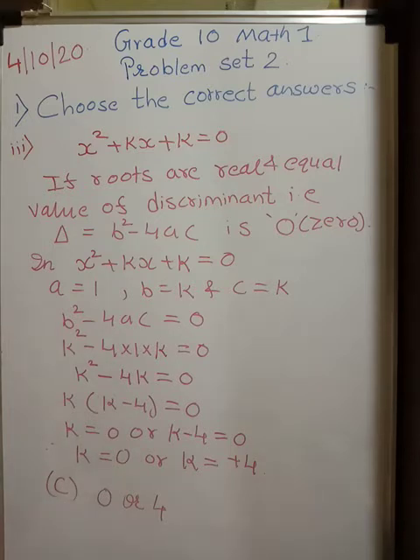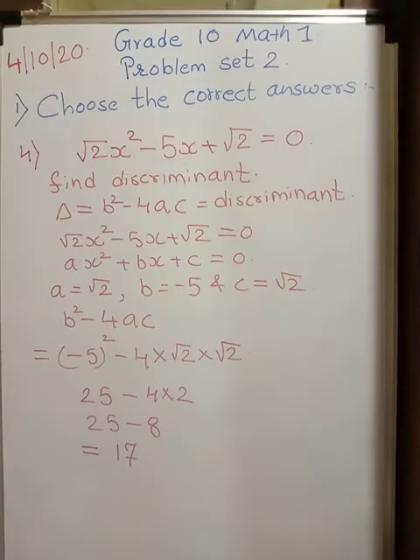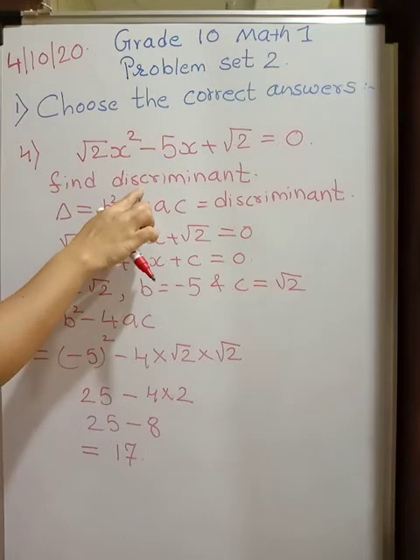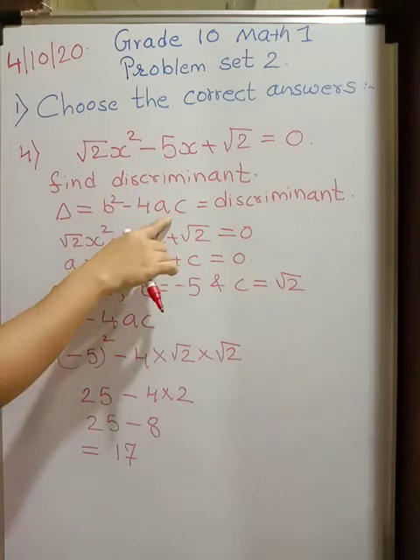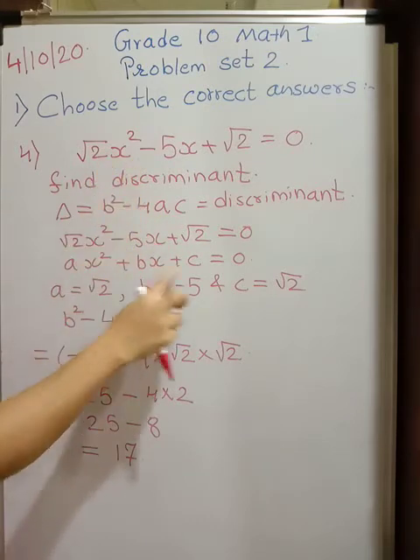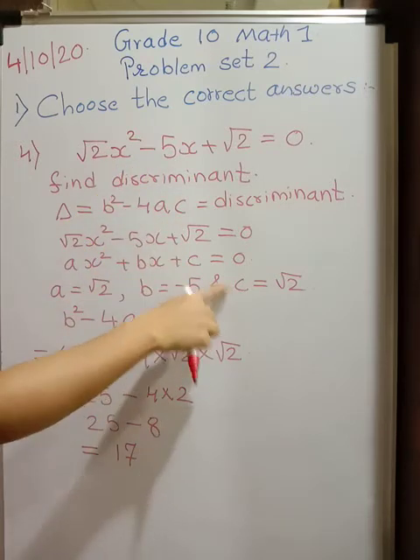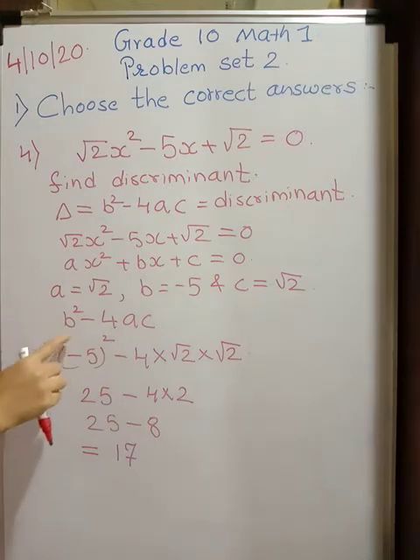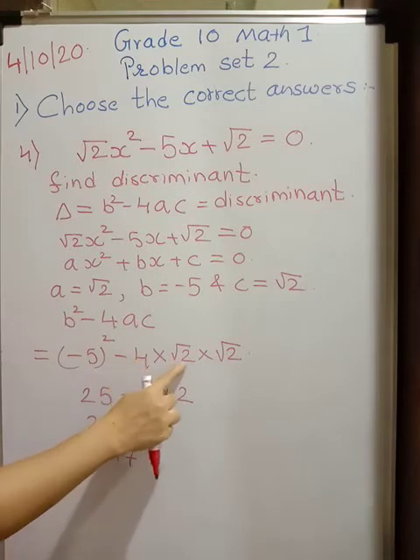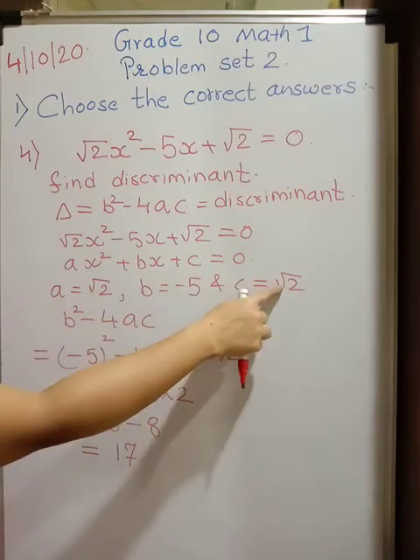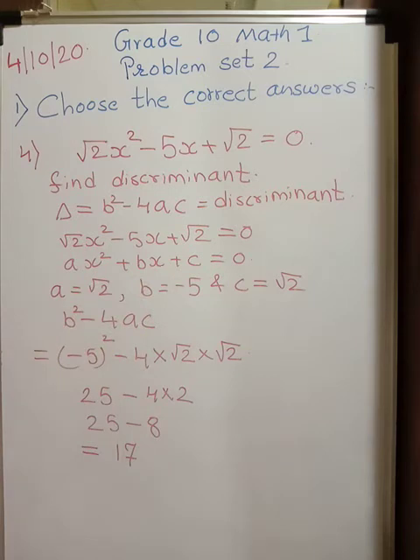Okay, let's go for the next question, the fourth. Now look at the fourth question. Root 2 x square minus 5x plus root 2 is equal to 0. And we have been asked to find the value of the discriminant. Discriminant is what? b square minus 4ac. So let us compare this equation with the standard form. So we get a as root 2, b as minus 5 and c as also root 2. Substitute in b square minus 4ac: minus 5 square minus 4 into root 2 into root 2, because a and c's both values are root 2.